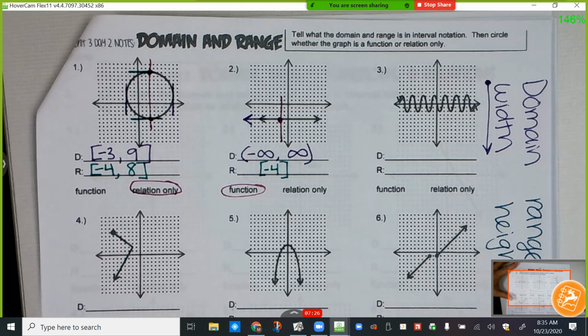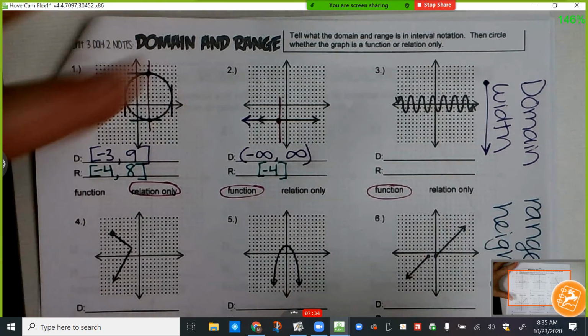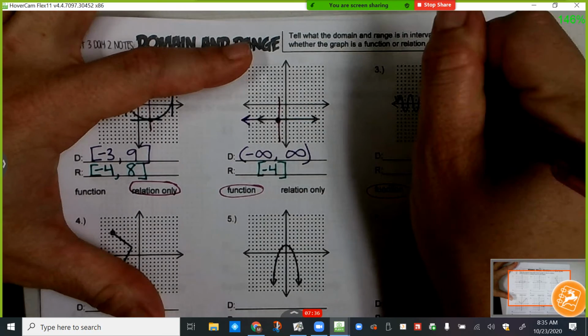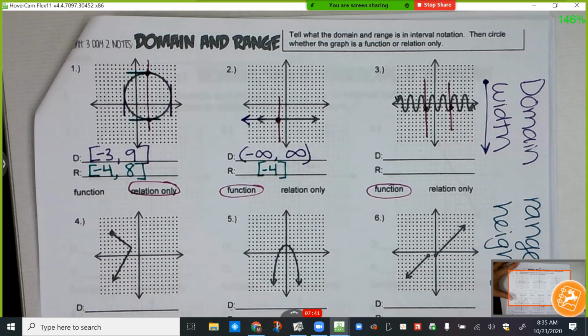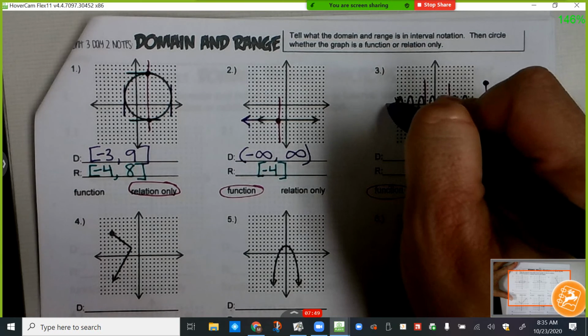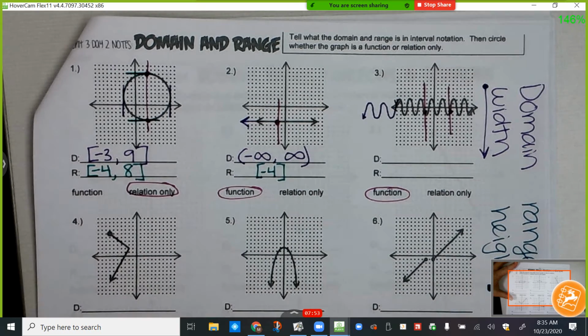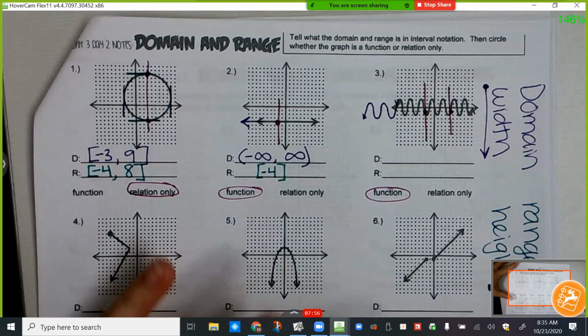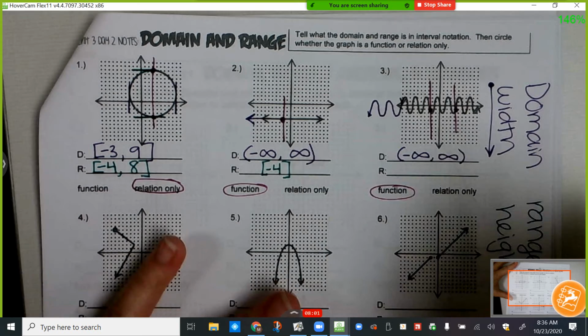Okay, so let's look at domain. Well, first off, function or relation only? It's a function. It is a function because if I draw a vertical line, doesn't matter where, it'll only ever touch once. Okay? So let's look at our domain. It has arrows, so if it keeps following that pattern, is it ever going to stop getting wider? No. So what would I use to represent that? Negative infinity to infinity. Because it's going to keep going both directions forever.